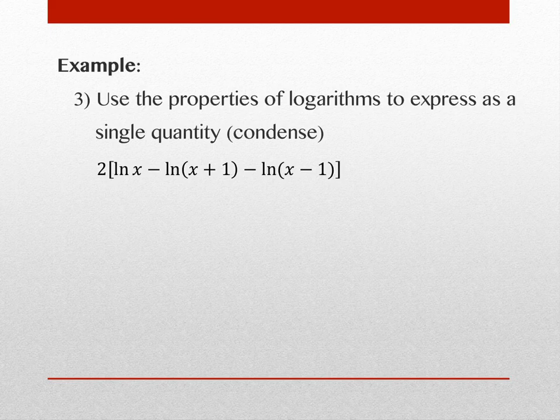Okay. So the first thing we're going to do, leaving the 2 out in front, is we're going to rewrite this as a single log. So there's going to be natural log. If the value in front is a positive, which it is for x, it goes in the numerator. If it's negative, it goes in the denominator. So the x plus 1 will go in the denominator, as will the x minus 1.